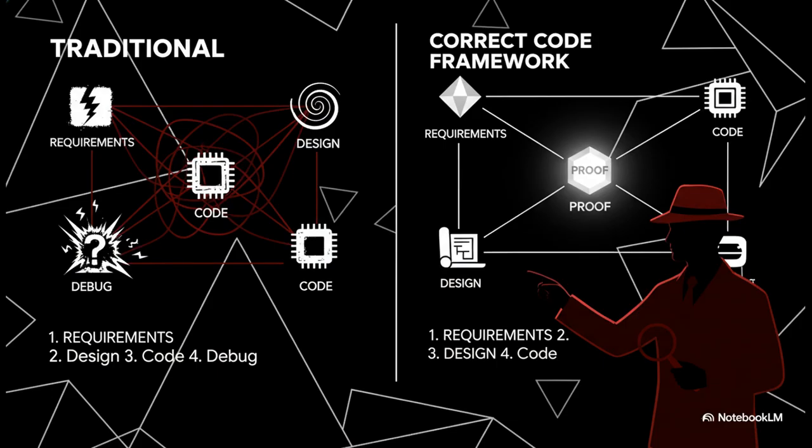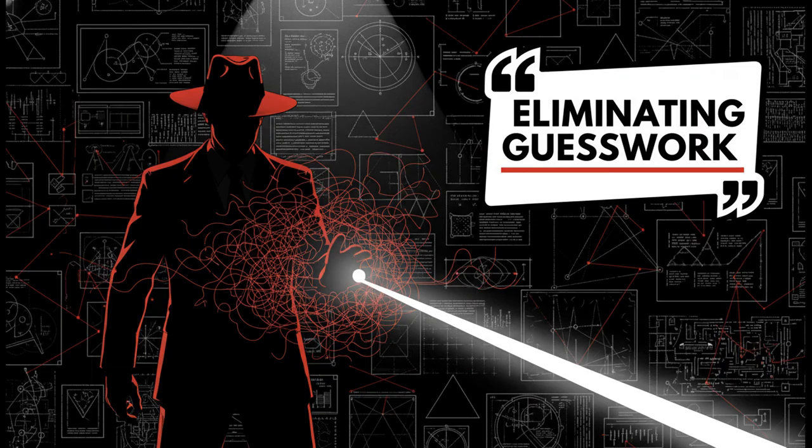Now, compare that to the correct code framework. We insert one critical step right after requirements, proof. You prove that your logic is sound before you ever design the system or write a line of code. And the main benefit here is just monumental. This approach completely eliminates guesswork. It turns debugging from this massive, soul-crushing part of development into a rare event where you're just fixing a simple typo. You replace hope and guesswork with mathematical certainty.